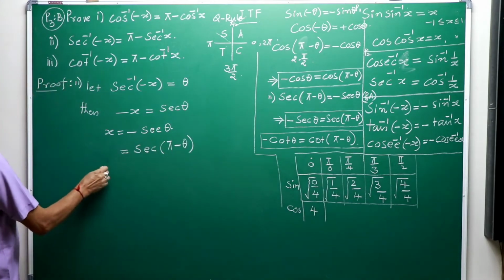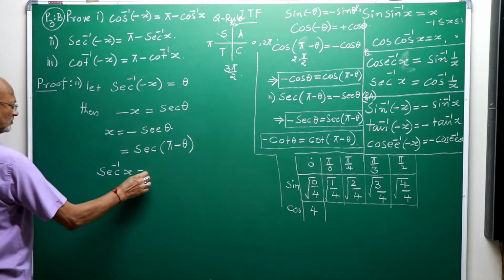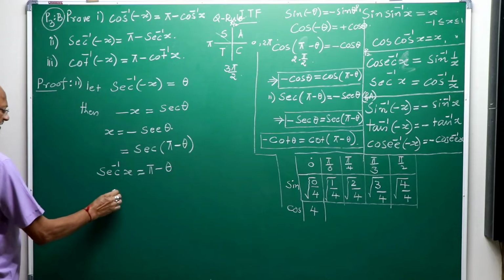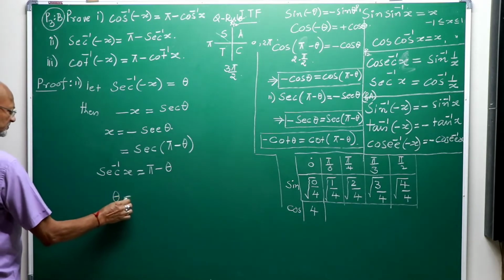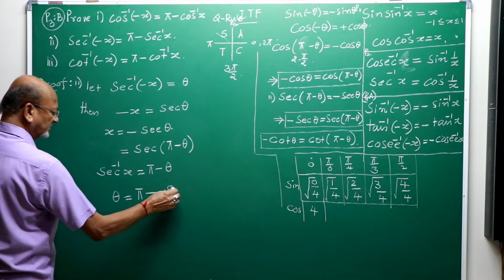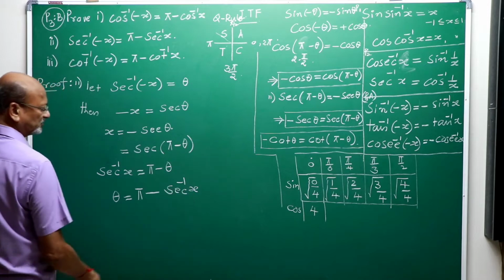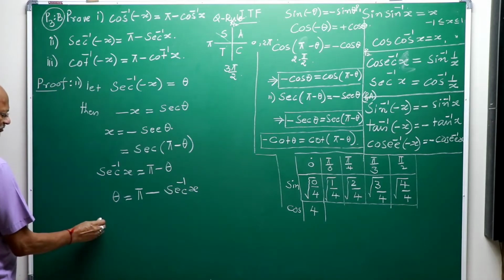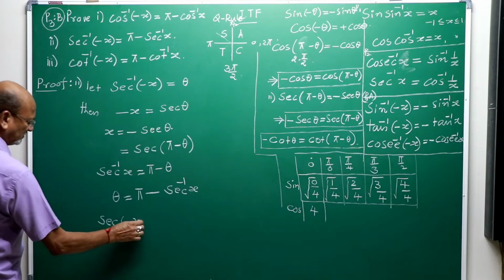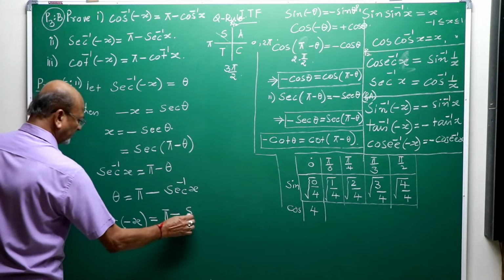So sec inverse x equal to pi minus theta. Bring theta across: minus theta becomes plus, equal to pi minus sec inverse x, and that plus becomes minus. Therefore, put the value of theta. This is sec inverse of minus x equal to pi minus sec inverse x.